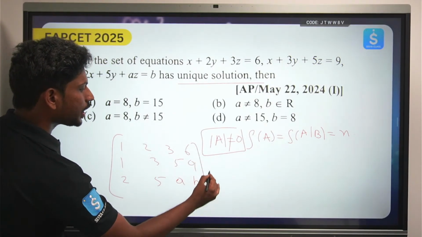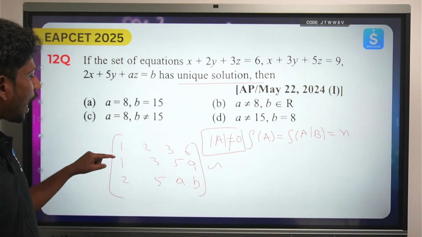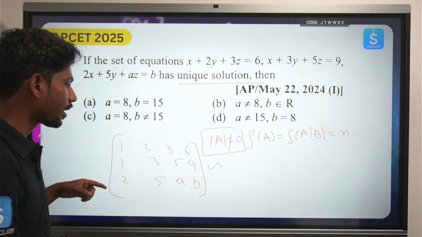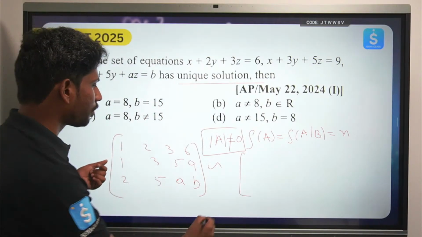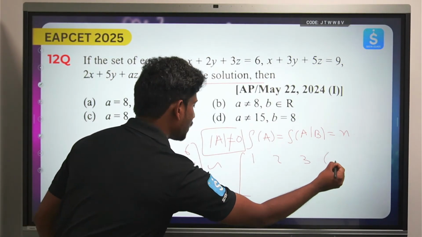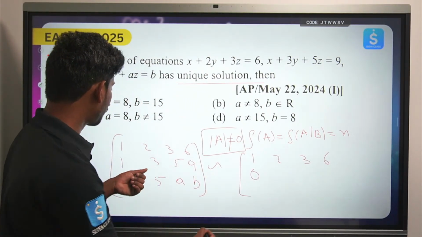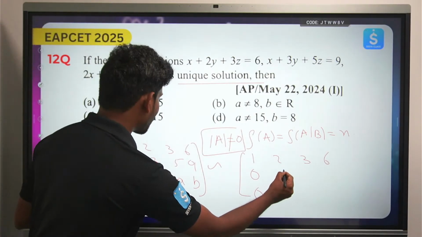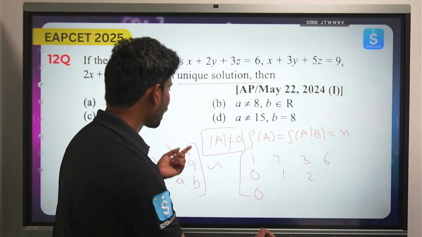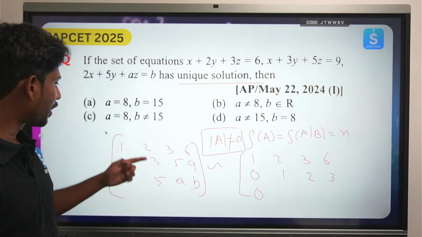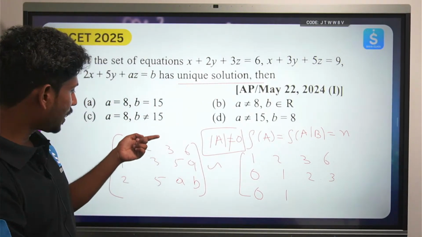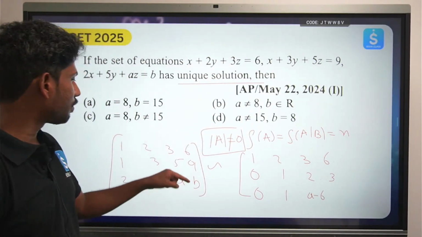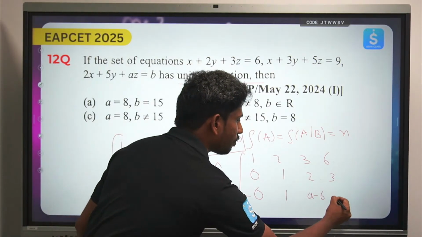Now find out the rank for this. How can you find the rank? Take R2 gives R2 minus R1, R3 gives R3 minus 2 R1, right? So according to that operation, that will become 1 2 3 6, this will become 0, this will become again 0, 3 minus 2 which is 1, 5 minus 3 which is 2, 9 minus 6 which is 3, again 5 minus 4 which is 1, a minus 6, and this will become b minus 12.